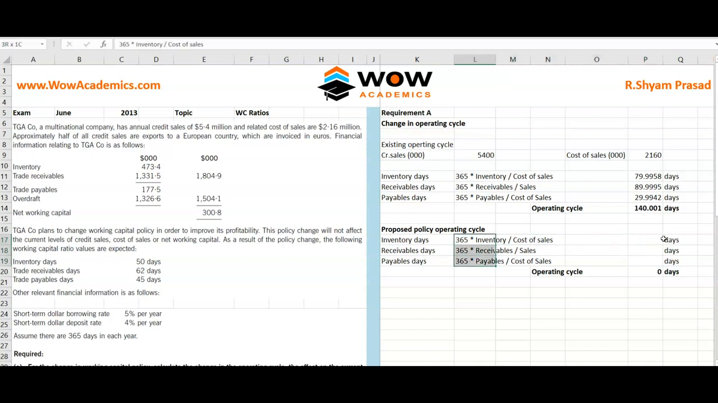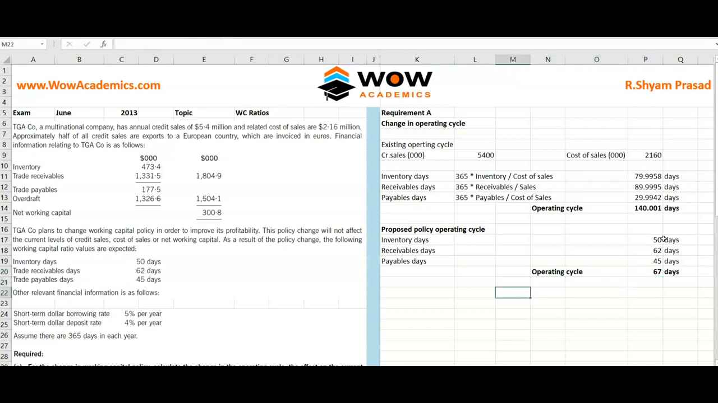So we don't need formulas now, but we can get the answer. Inventory days is 50, receivable days is 62, and payable days is 45. So our operating cycle is 67.